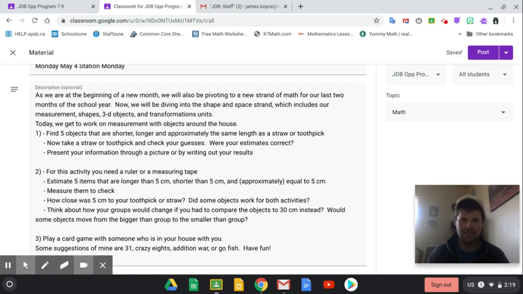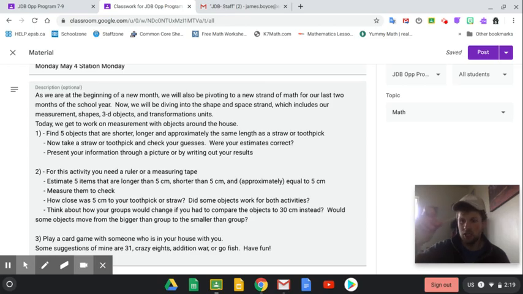Our first activity is described here in step 1, and I will have a picture posted also of the paper that I got it from. So you can look at my description, you can look at the paper description, or you can just listen to this video. Our first activity is we need to find 5 objects that are shorter, 5 objects that are longer, and 5 objects that are approximately the same length as some item. Now, I said a straw or a toothpick, but if you don't have a straw or a toothpick, pick something else. Like, I have a straw here.